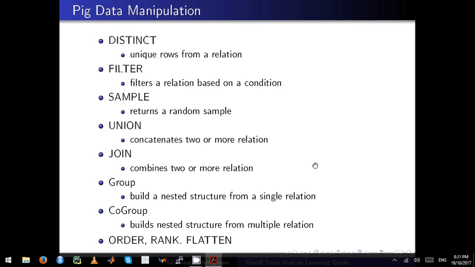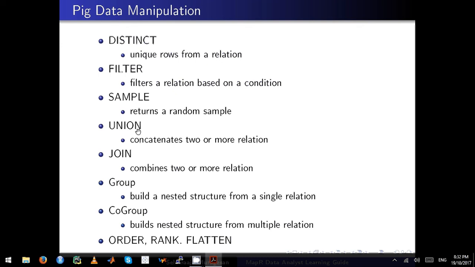The data manipulation commands are distinct, which you use if you're trying to get the unique rows from a relation. Filter is more like a where clause in your SQL, so it filters a relation based on a certain condition. And the sample command returns a random sample. And union and join are very similar to SQL. Union concatenates two or more relations, while join combines one or more relations based on a condition.